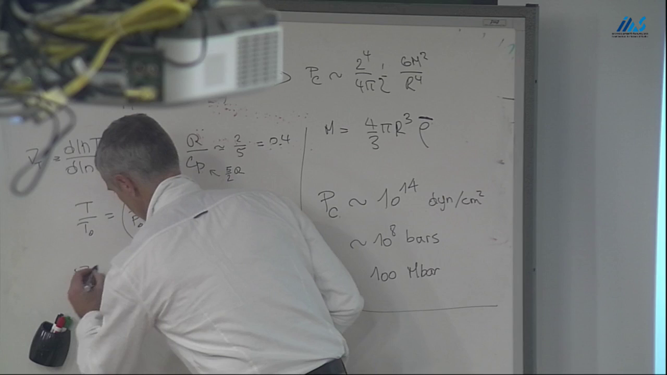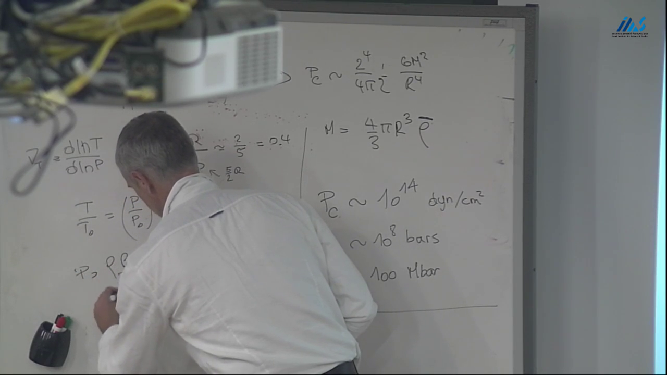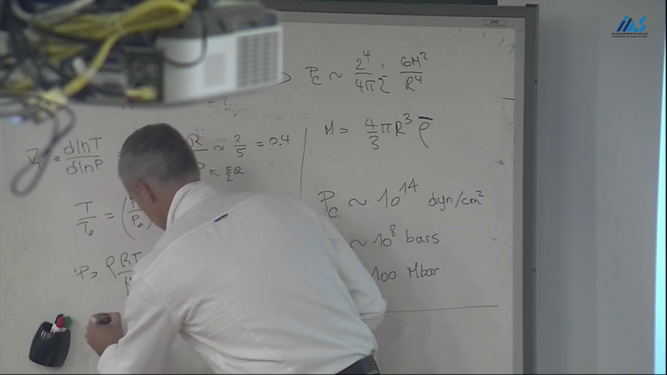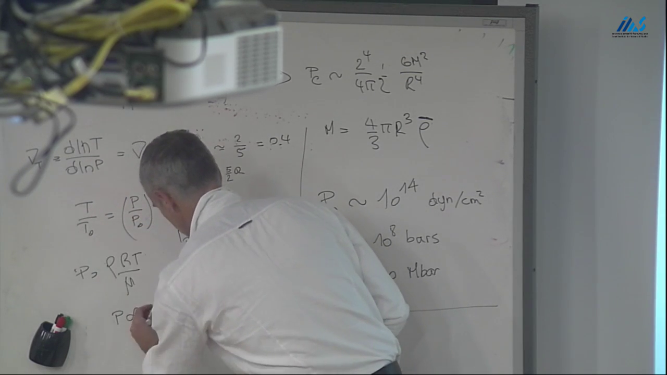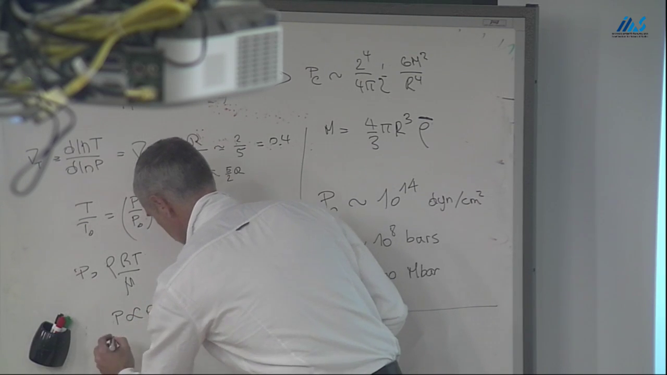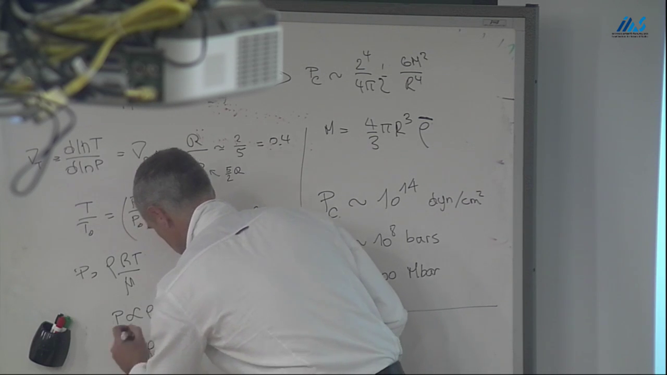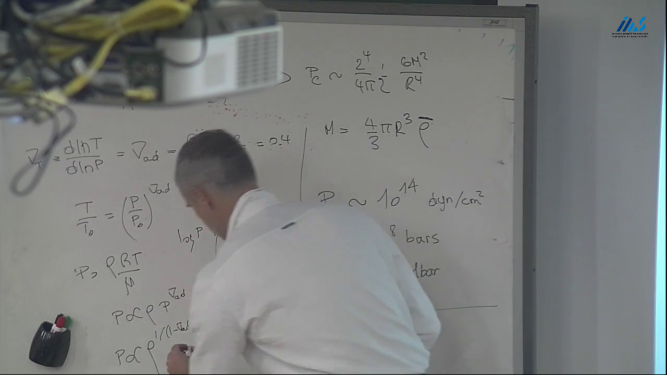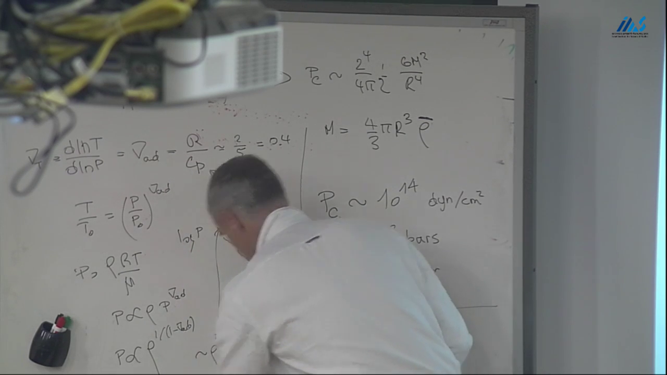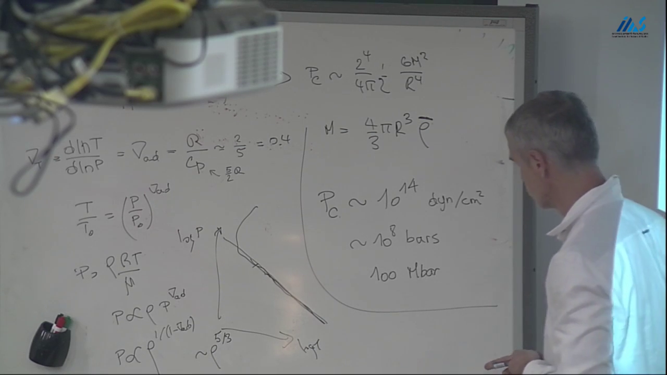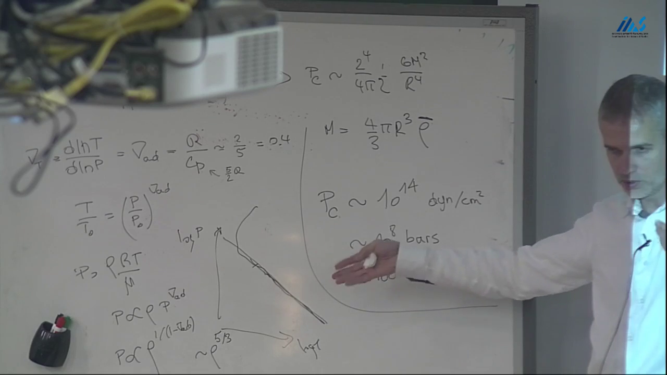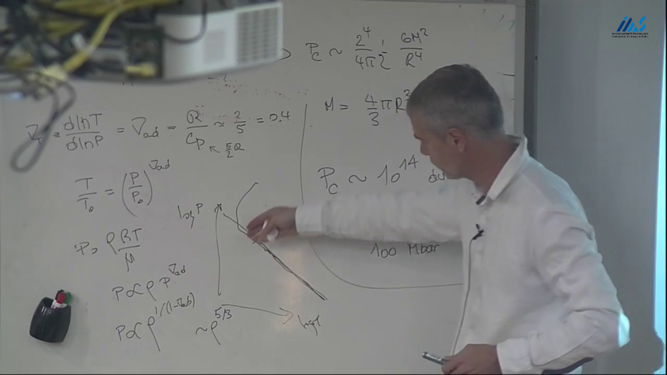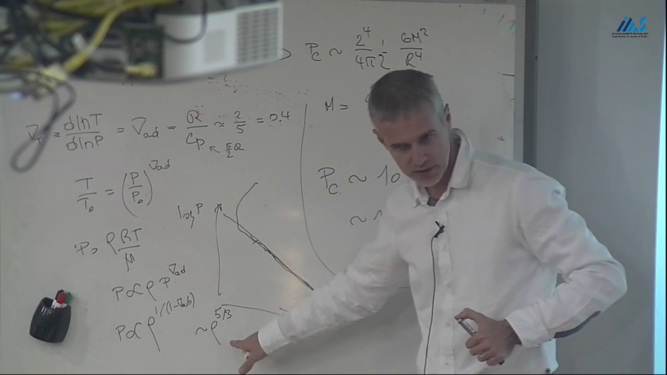You have P equal to rho RT over mu for a perfect gas. So T is like that. So P will be proportional to rho, P nabla ad. So you have P proportional to rho to the power 1 divided by 1 minus nabla. Okay, so that's rho to the 5/3 in that case, if you do the math. So you see that for this very simple assumption, with an ideal gas and adiabatic structure, we have a relation between pressure and density.